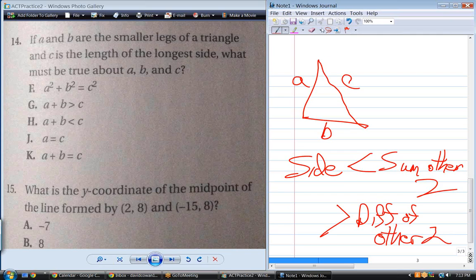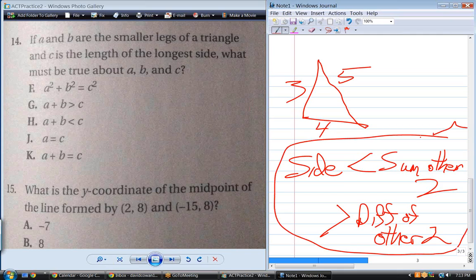In other words, if you took a right triangle, a 3, 4, 5, you can apply this rule to any side of any triangle. The 5 has to be less than the sum of the other two, which it is, and it has to be greater than the difference of the other two. Likewise, the 4 has to be less than the sum of 3 plus 5, and it is, and it has to be greater than the difference of 3 and 5. So you can apply this rule to any triangle.